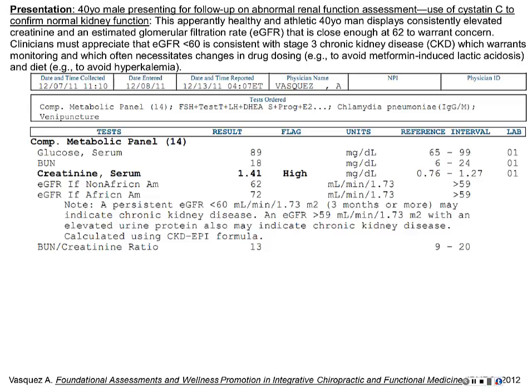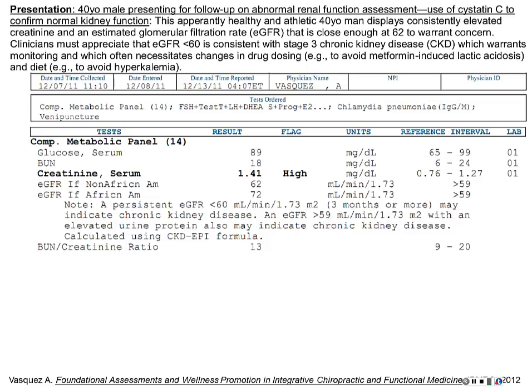So here's a patient that I reported in one of my more recent books called Foundational Assessments in Wellness Promotion in Integrative Chiropractic and Functional Medicine. This is a 40-year-old male presenting for follow-up on abnormal renal function, and in this case I had to use a cystatin C to make sure this patient was okay. You can see his serum creatinine is getting a little suspiciously high here. It's at 1.41. Again, 1.4 in a woman or 1.5 in a man is considered a problem. So I was a bit perplexed why this young, athletic, otherwise very healthy young man was starting to have problems with his serum creatinine level.